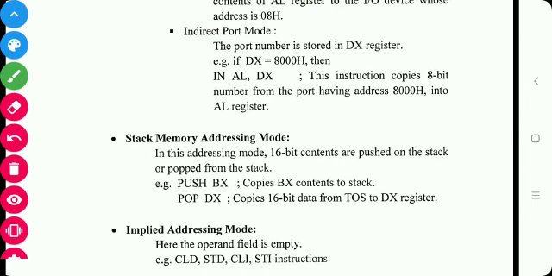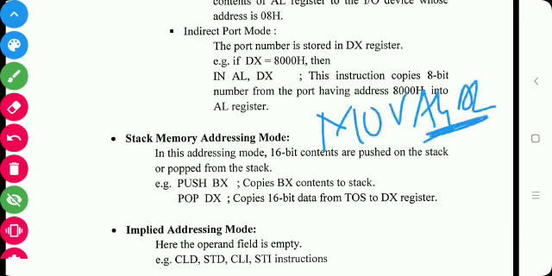Next is the stack memory addressing mode. In this addressing mode, PUSH and POP instructions are used: PUSH to push the data on the stack, and POP to retrieve the data from the stack. The next addressing mode is implied addressing mode, in which the operand field is empty. Like the MOV instruction, which has two operands, MOV AL, BL, these are called the operands. When the operands are absent, that is called the implied addressing mode.